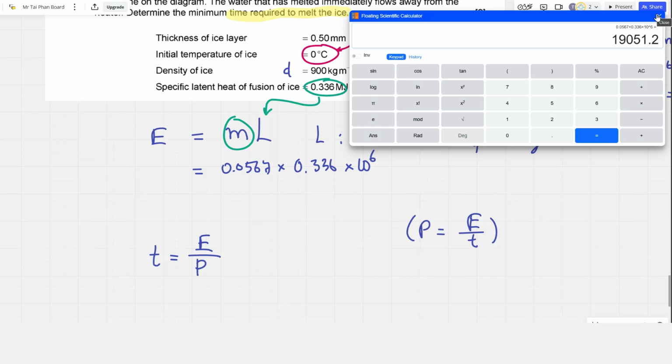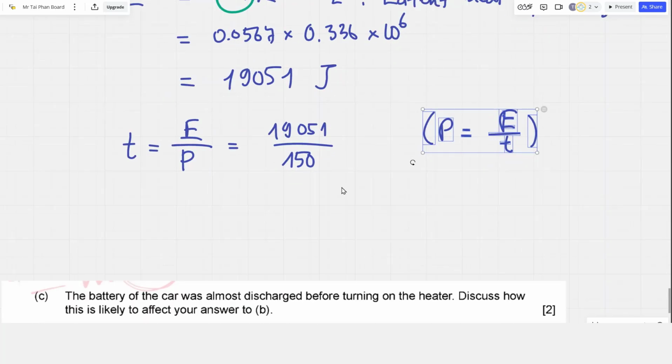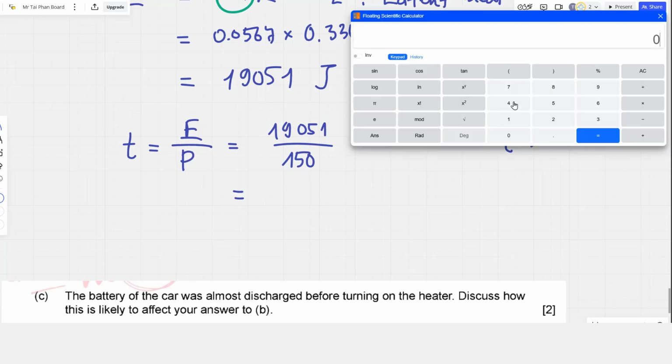19,051 joule. Lastly, the time is this energy 19,051 over the power 150 watts. The final answer: 19,051 divided by 150 is 127 seconds. If we round to 2 significant figures, 130 seconds. We see the final answer.